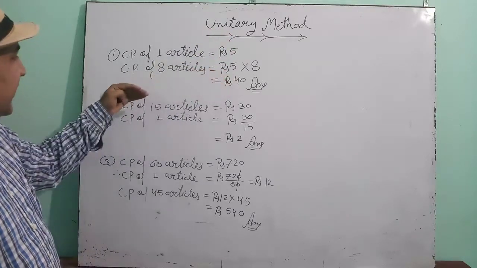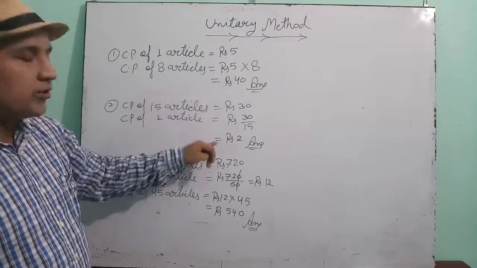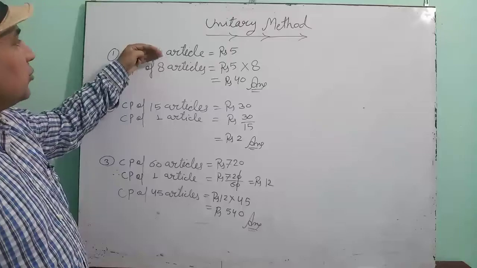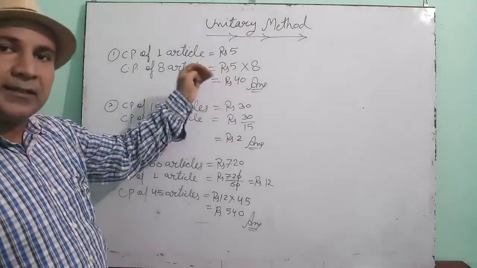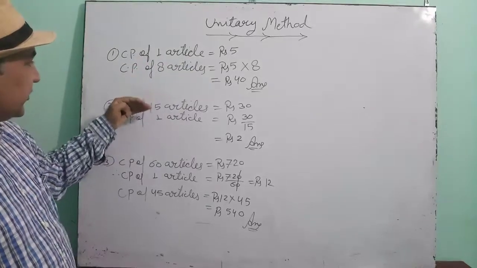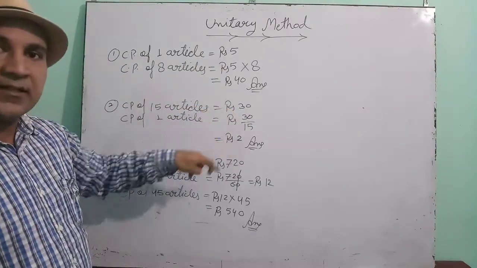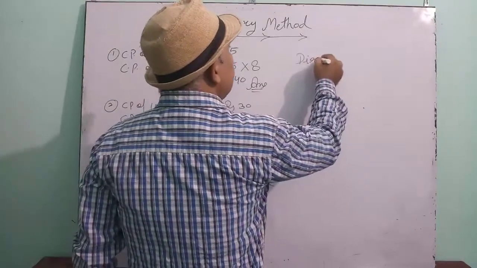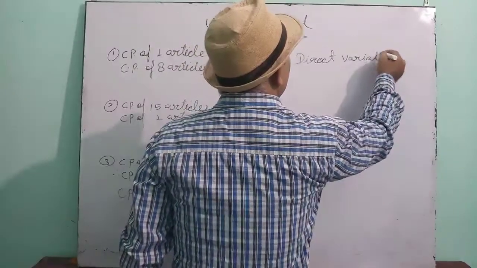Method understood. You are watching that if the number of articles is increasing, then the value is also increasing. And if number of articles is decreasing, then its value is also decreasing. Are you noticing? It means if one quantity is increasing, then second quantity also increases. If one quantity decreases, then second quantity also decreases. Such type of relation is called direct relation or direct variation.